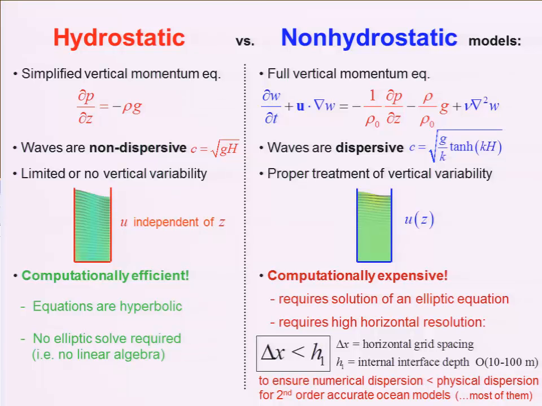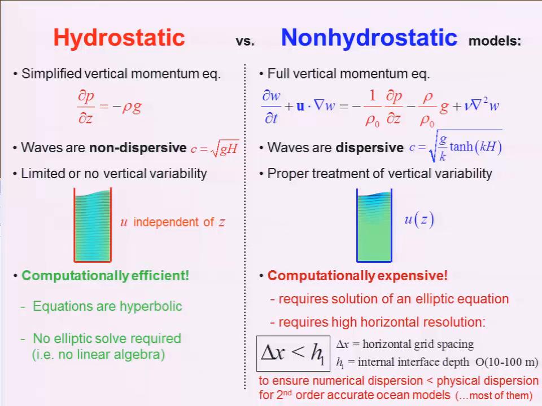I wrote a paper on this which showed that to actually capture non-hydrostatic effects, you need the horizontal grid spacing to be less than some depth scale. And for internal waves, this is the depth of the internal interface, which is on the order of tens to hundreds of meters. I derived this condition by assuming that the numerical dispersion needs to be smaller than the physical dispersion due to non-hydrostasy. And this is the condition for second-order accurate ocean models, which is actually most of the ocean models out there.